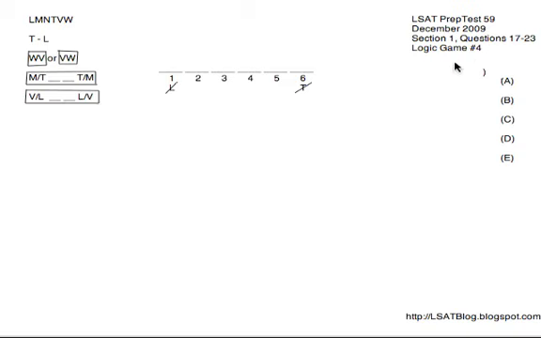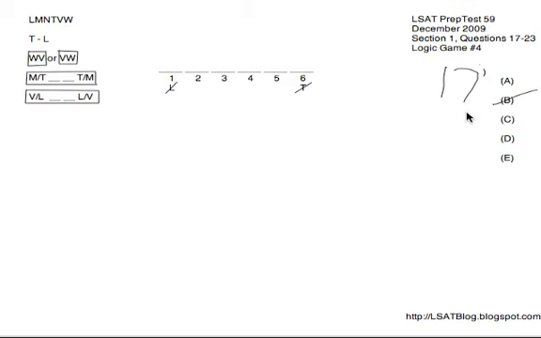So anyway, question number 17 is a typical orientation question. We're just taking one rule at a time and applying that rule to all 5 choices, looking for violations. So for example, they tell us that T is before L, so any choice with L before T can automatically be eliminated, and that gets rid of choice B here.